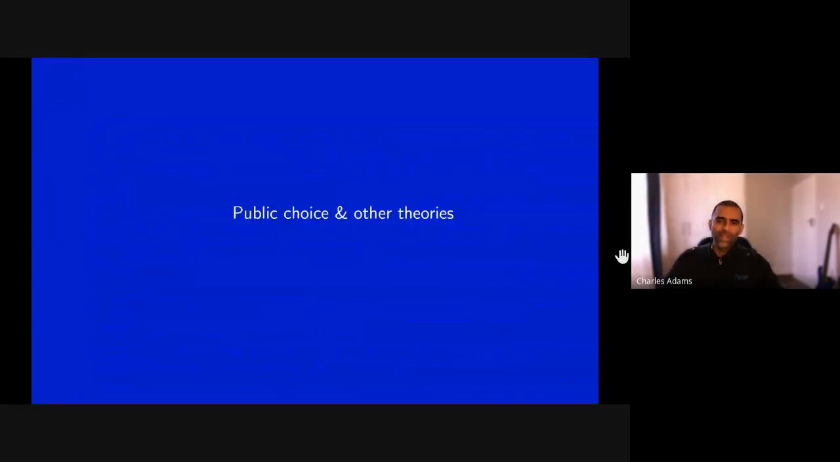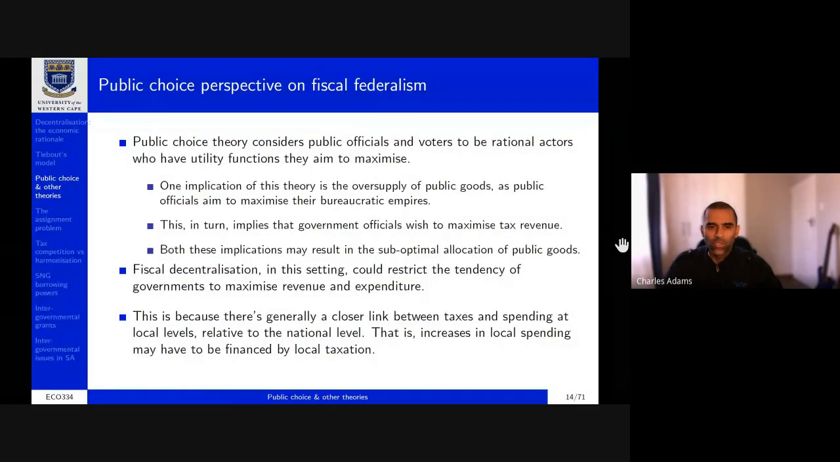Okay, public choice and other theories. Again, we're talking about SNGs here. So what are the public choice theories related to subnational governments? And are there any other theories that hold some insights for why we observe subnational government or why it's desirable? So the public choice perspective on fiscal federalism considers public officials and voters to be rational actors who have utility functions that they aim to maximize.